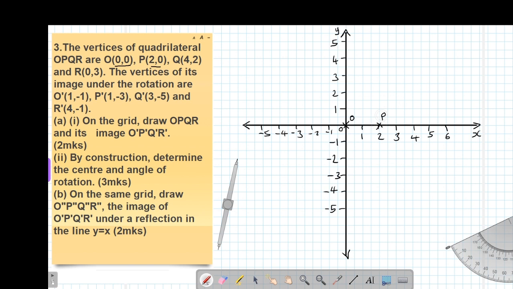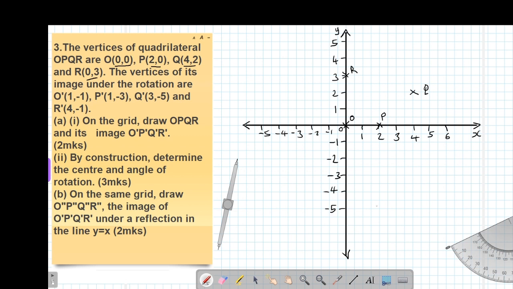So this is P. Then point Q, I have 4, positive 2. So this is 4 on the x-axis, positive 2 on the y-axis. This is the point Q. Then point R, I'm given as 0, 3. So this is 0 on the x-axis, then positive 3 on the y-axis. So this is the point R.